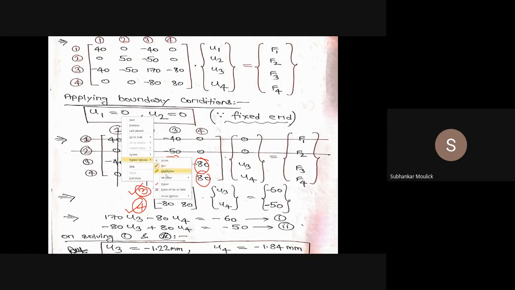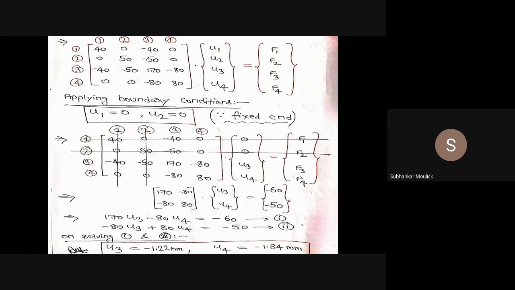So 170, minus 80, minus 80, 80, into u3, u4. This will be a 2 cross 1 matrix. u3, u4 equal to the 2 cross 1 nodal force vector, minus 60, minus 50, because f3 is along the negative x direction, the value given is minus 60, and f4 is along the negative x direction, the value given is minus 50.